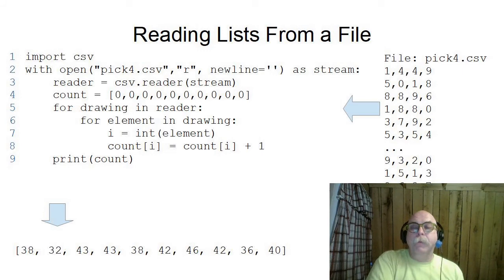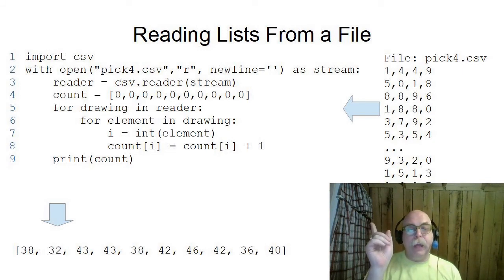On line 7, I change each of the strings, because remember, I said that the reader returns a list of strings. So I have to convert each of the strings to a number. So I convert each of the strings back to its original number. I then say count sub i equals count sub i plus 1. So if there's a 1, it adds it to element 1. If it's a 0, it adds 1 to element 0. So you can see that that's going to accumulate the count for each number.